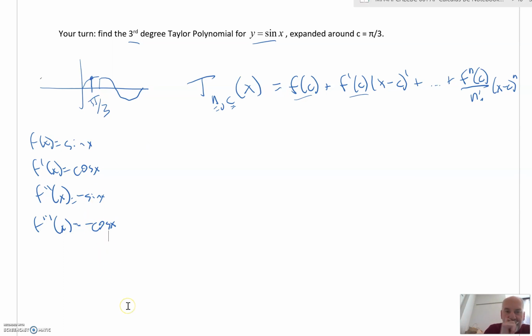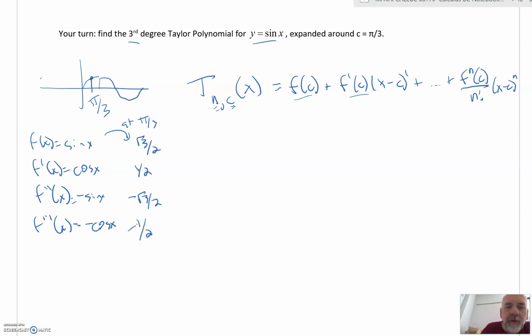So we need to know, what is the value of each of these at pi over 3? Sine of pi over 3 is root 3 over 2. These are where those trig values come in handy, right? Cosine of pi over 3 is 1/2. The second derivative at pi over 3 is negative root 3 over 2. And negative cosine there would be negative 1/2.